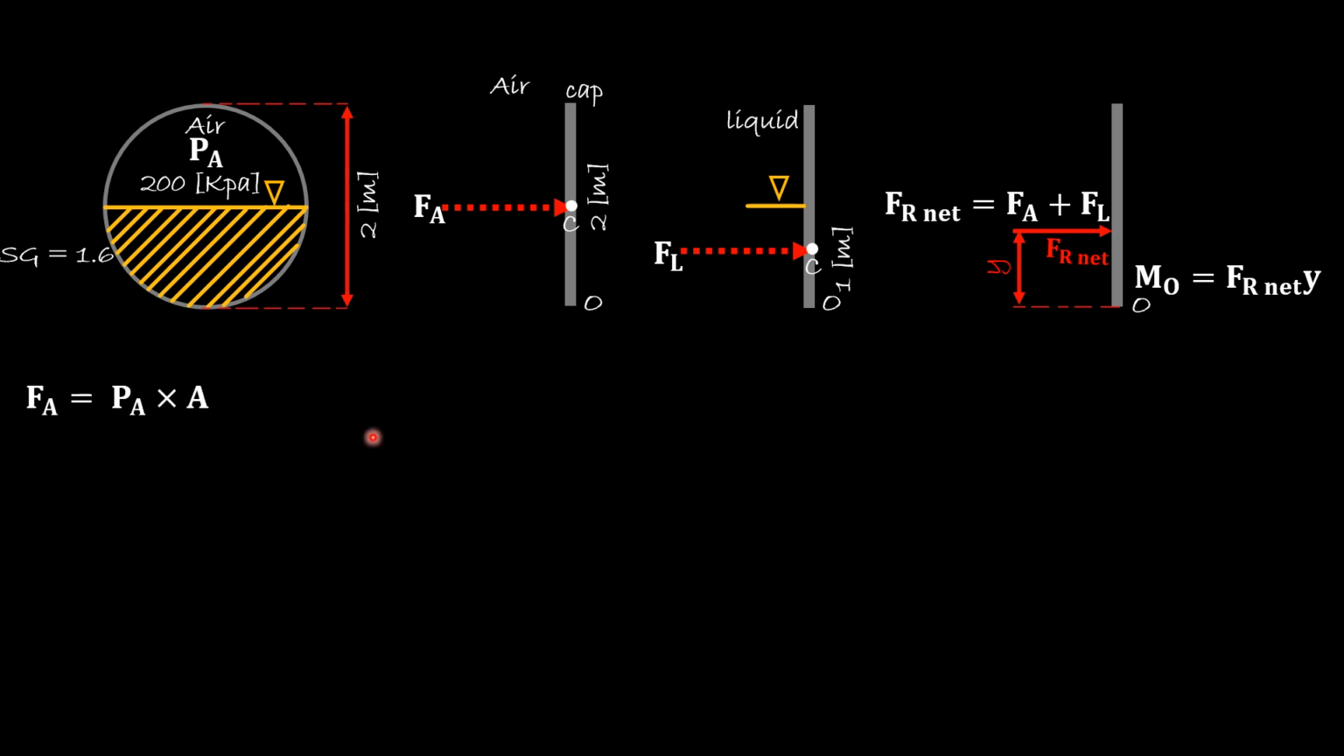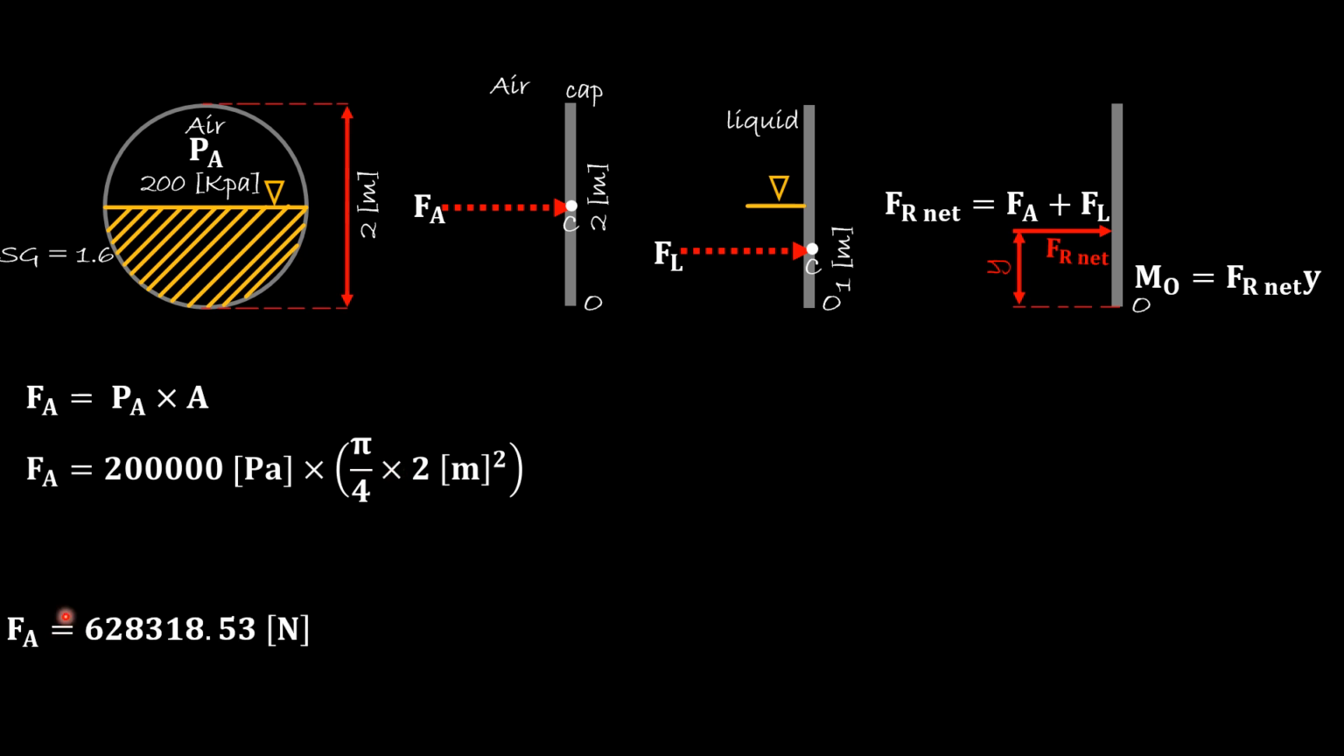So now let's find the magnitude of the F resultant net. The resultant force because of air is what? It is the pressure of the air times the area. Now the pressure of the air is given to us as 200,000 Pascal times the area. The air acts on the entire cap, so it will be pi over 4 times 2 meters squared. So the area here will be pi. So here we can say that the resultant force due to air is this value, which is 628,318.53 Newton.